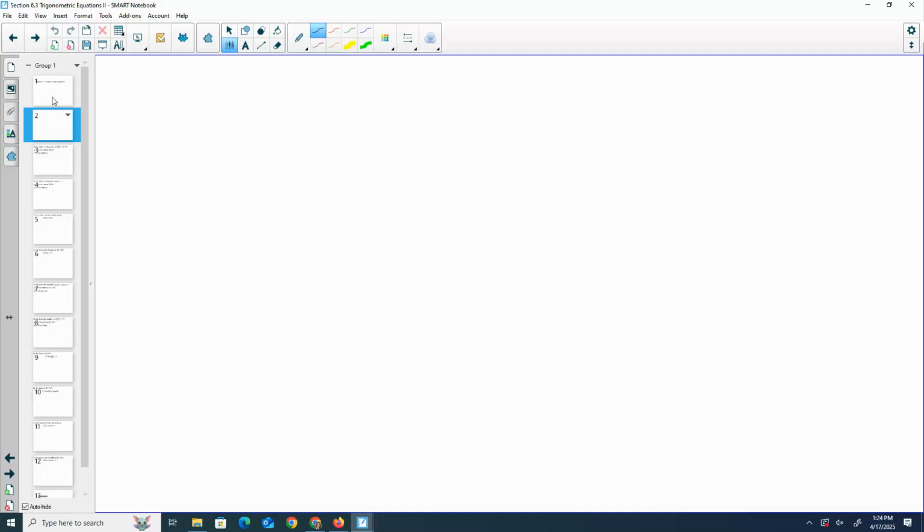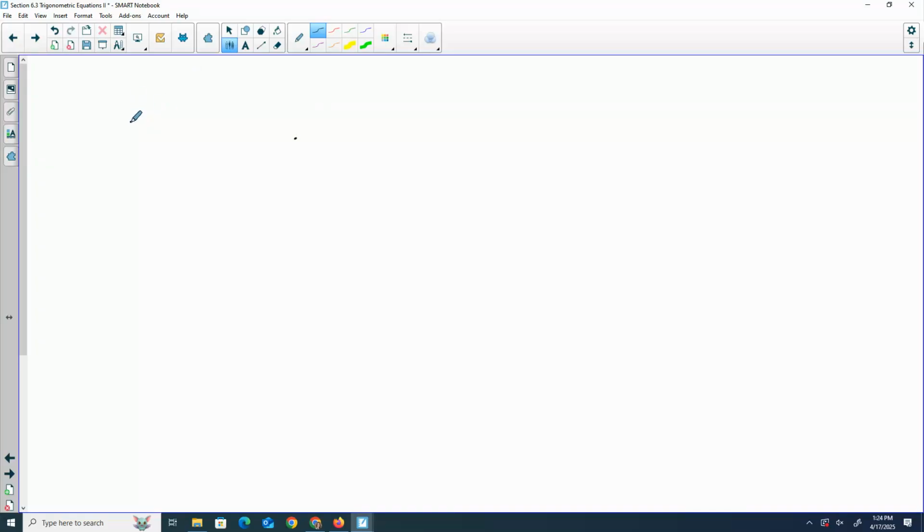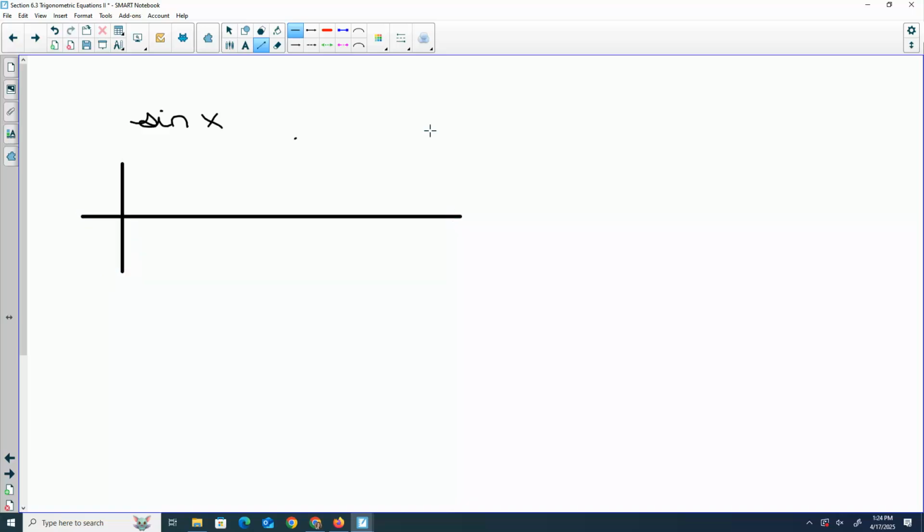Working with graphs. Think back in chapter 4, when we graphed trig equations. We know sine of x has a high point of 1, a low point of -1, and it looks like this.